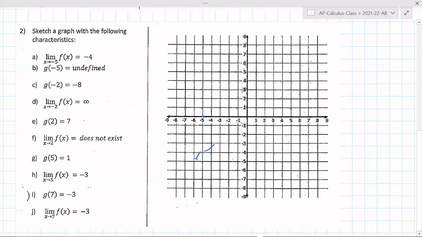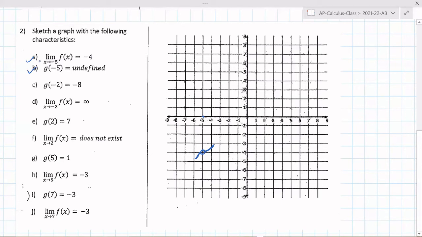We can make something like that. I can make whatever, but it just has to approach -4 from both sides. And then g of -5 is undefined. So the value should not be there. So what should I do? I can make a hole here. The limit exists, but the value is undefined. So we got this, we got that.